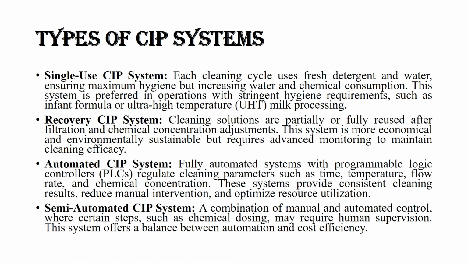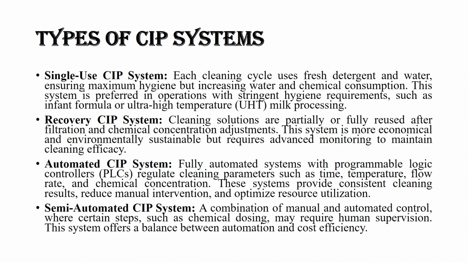Types of CIP systems. Single-use CIP system. Each cleaning cycle uses fresh detergent and water, ensuring maximum hygiene but increasing water and chemical consumption. This system is preferred in operations with stringent hygiene requirements, such as infant formula or ultra-high temperature milk processing. Recovery CIP system. Cleaning solutions are partially or fully reused after filtration and chemical concentration adjustments. This system is more economical and environmentally sustainable, but requires advanced monitoring to maintain cleaning efficacy.